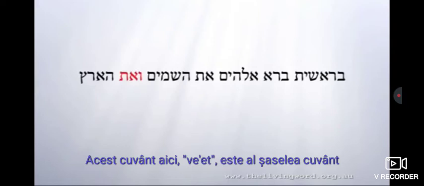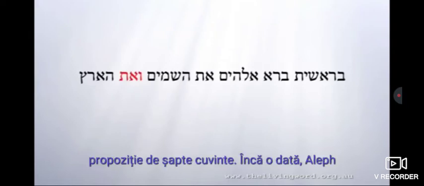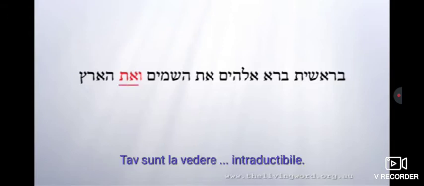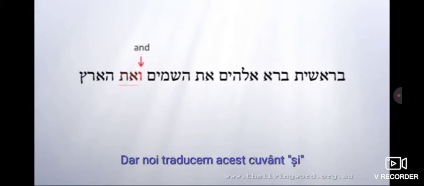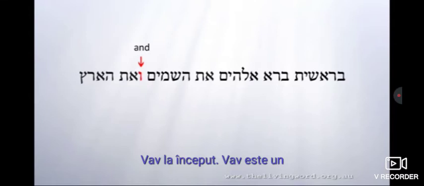This word here, ve'et, is the sixth word in this seven-word sentence. Once again, the Aleph and Tav are on view, untranslatable. But we do translate this word because of the vav at the beginning. Vav is a connecting letter, and we see here how it connects the heavens and the earth.